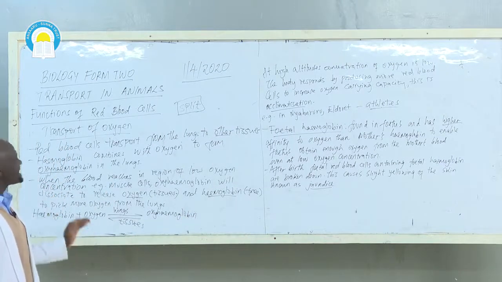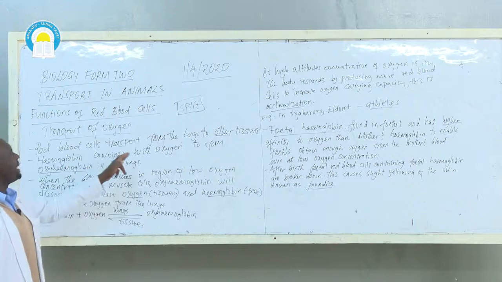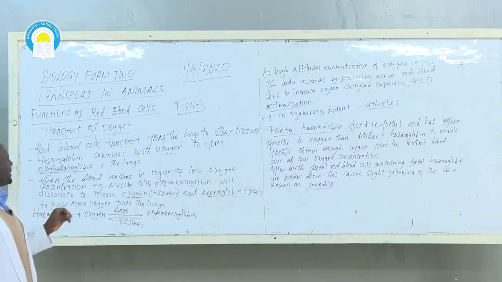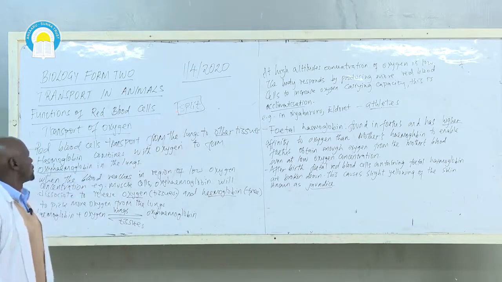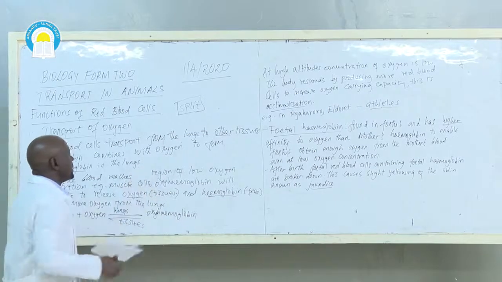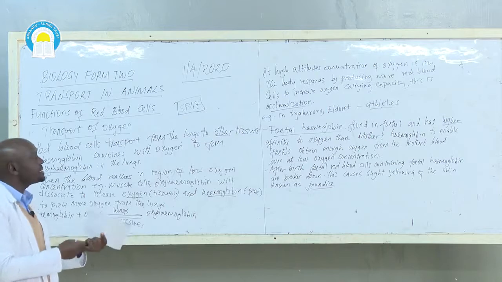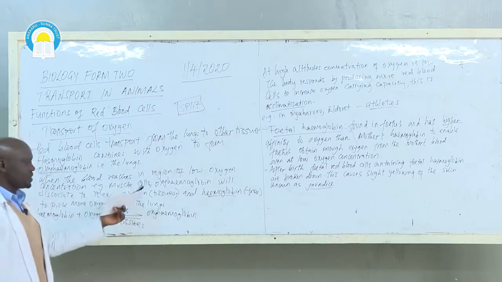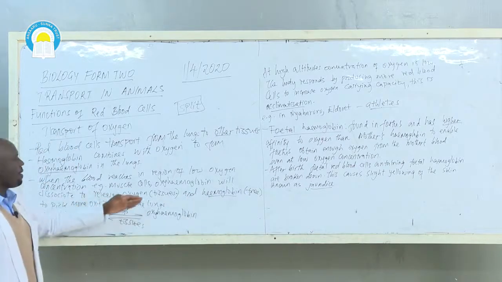So what happens is that as the blood passes through the lungs, hemoglobin in the red blood cells combines with oxygen to form oxyhemoglobin. Oxyhemoglobin is a compound that is unstable, so it can easily split or dissociate. So when the blood reaches the region of low oxygen concentration, for example, in the muscle cells, oxyhemoglobin will dissociate, or we say it splits, to release oxygen to the tissues, and the hemoglobin is free to be taken back to the lungs to pick more oxygen.